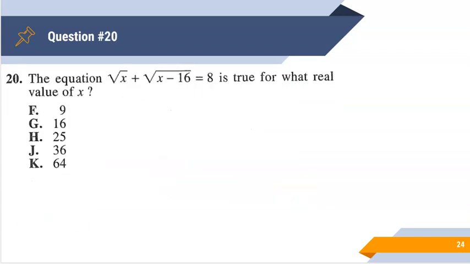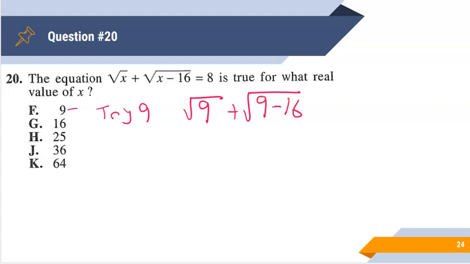Last one here is question number 20. Which of these works for the value of x? Well, let's just try numbers. Let's try the first answer. Let's try 9. Well, that would be the square root of 9 plus the square root of 9 minus 16. And does that equal 8? If I put it in my calculator, it turns out it does not equal 8. In fact, we're going to have a little bit of trouble doing that square root because it's negative. So I know it can't be 9.